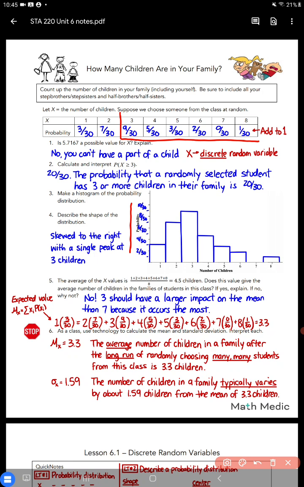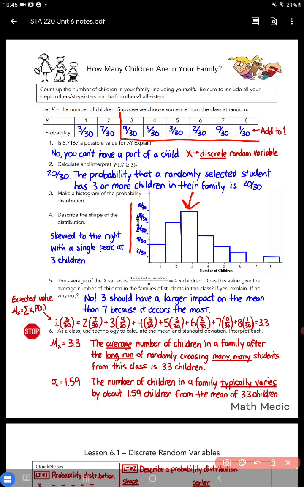If you notice here, bar 1, which represents 1 child, goes up to 3 out of 30, right? The most common event was having 3 children. That goes up to 9 out of 30 on the y-axis.